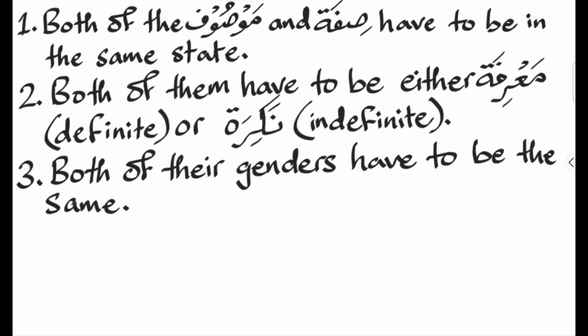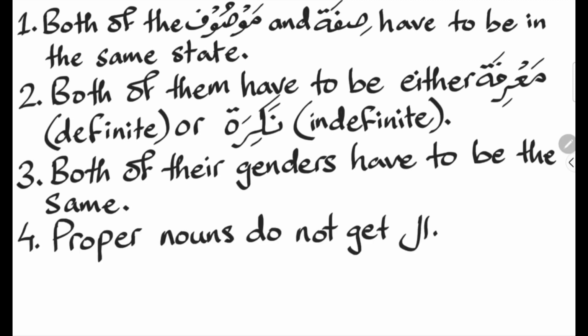That's the third thing. The fourth thing you need to know is that if the mawsuf is a proper noun, it will not accept alif lam. Proper nouns never get alif lam. The reason they don't get alif lam is because they don't need alif lam. Alif lam is there to make something specific. When you have a proper noun, it's the name of a specific place or person. It's already specific. You don't need to add an alif lam to make it more specific.